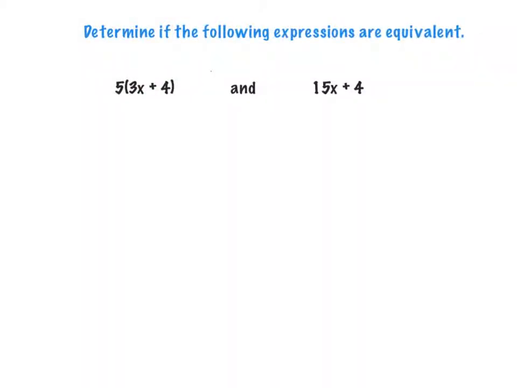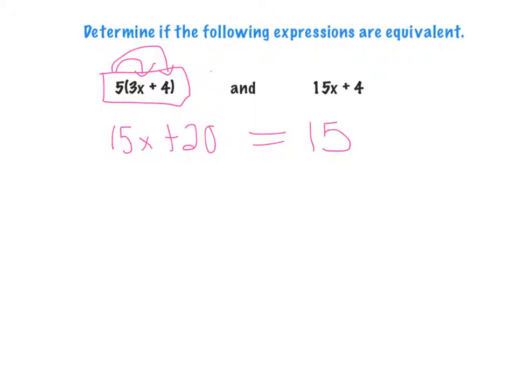Let's take a look at these two expressions and determine if they're equivalent. I'm going to start by looking at the 5 parentheses 3x plus 4. So we know the parentheses means the distributive property. It means I'm going to multiply this 5 to every term inside the parentheses. So 5 times 3 would give me 15x. And then we also have to do 5 times 4, which is 20. Can I say that 15x plus 20 is equal to 15x plus 4? No, they are not, because adding 20 and adding 4 are two different terms.